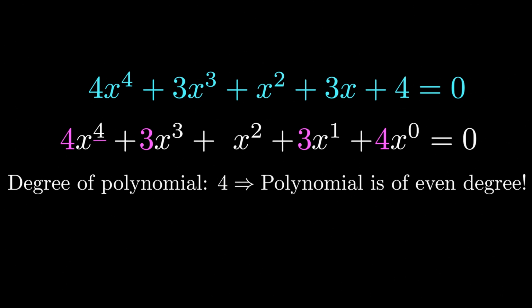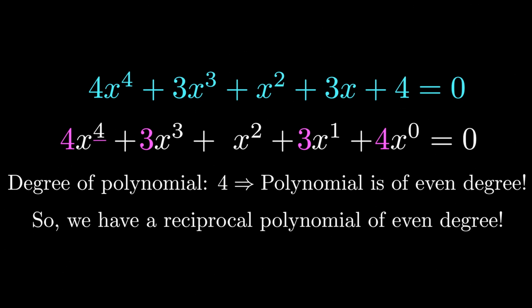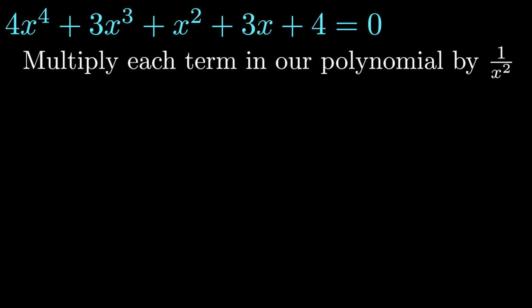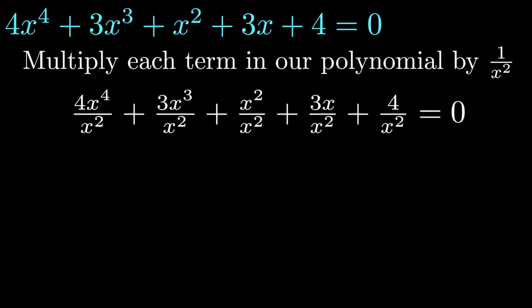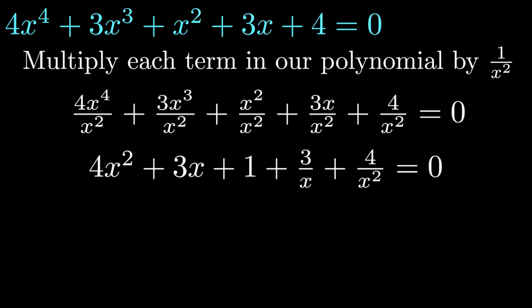So what does that mean? It means that we have a reciprocal polynomial of even degree, and there is a general method for solving polynomials of this form. Now let's apply this method to our reciprocal equation above. Let's begin by multiplying each term in our expression by 1 over x squared. If we do that and we simplify our expression, we have 4x squared plus 3x plus 1 plus 3 divided by x plus 4 divided by x squared is equal to 0.